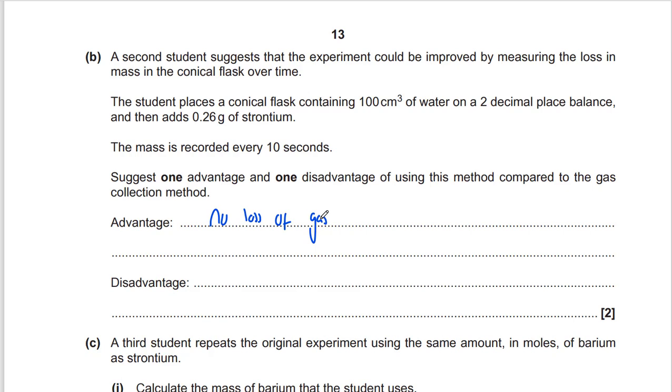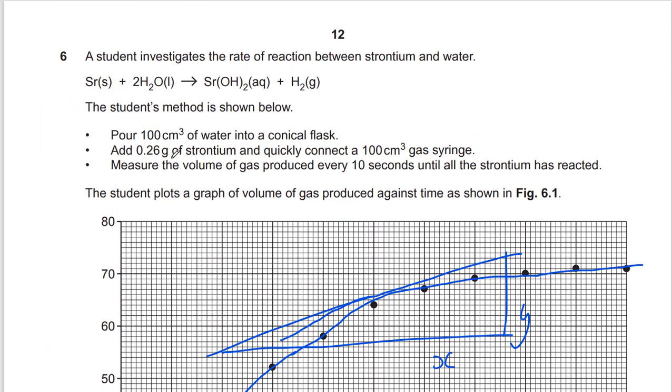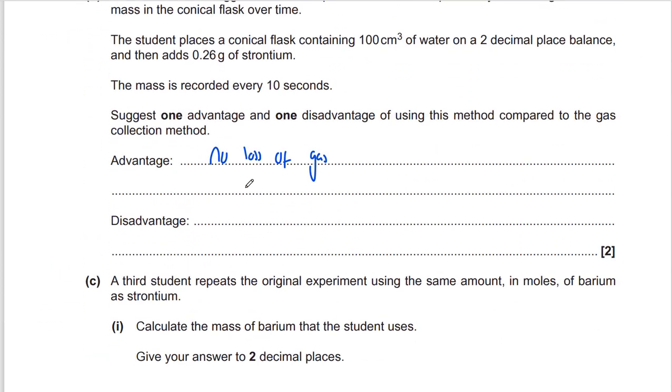The disadvantage, if you look at the start, they're only using 0.26 grams of strontium. That's a very small number. So again, 0.26. So the disadvantage of this is you're only going to have a small loss in mass. That's going to be hard to plot. So, you've only got 0.26 to start with, and the only thing you're losing is the mass of the gas, and the gas doesn't weigh a lot because it's hydrogen.